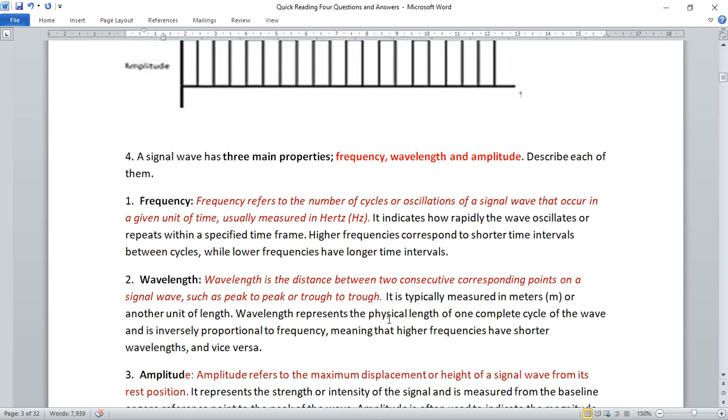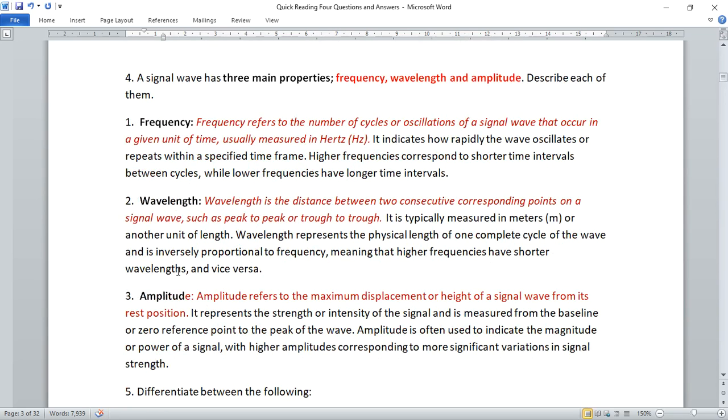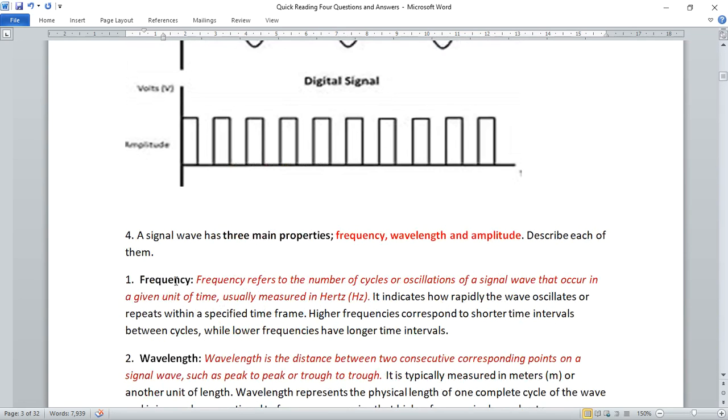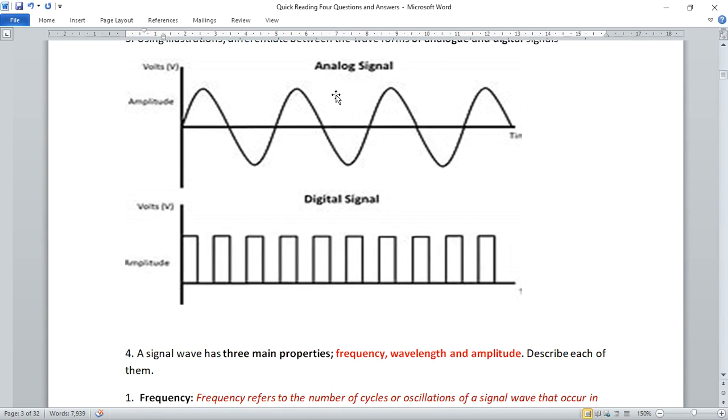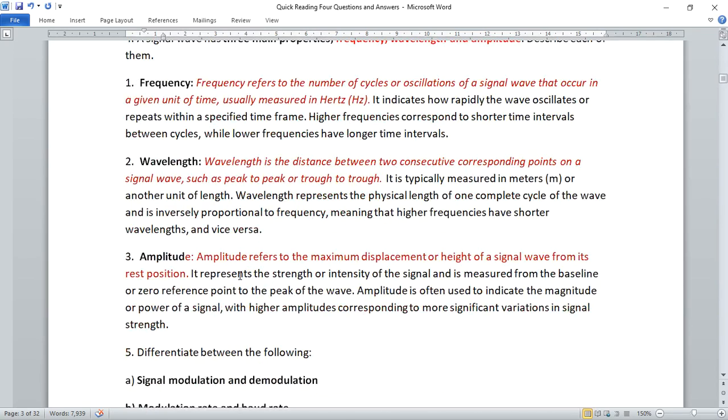Then a signal wave has three main properties: frequency, wavelength, and amplitude. This is a bit of physics, but when you talk about frequency, frequency is the number of cycles, the number of oscillations of a signal wave. It is measured in hertz, that is capital H, small z. Then we have the wavelength, the distance. This is the distance between two consecutive corresponding points on a signal wave, such as peak to peak. So when you talk about this point and this point, you're talking about a wavelength.